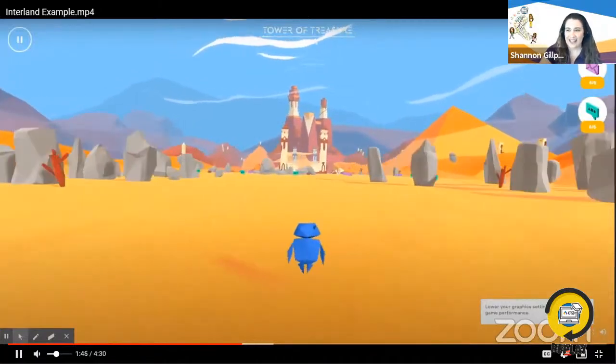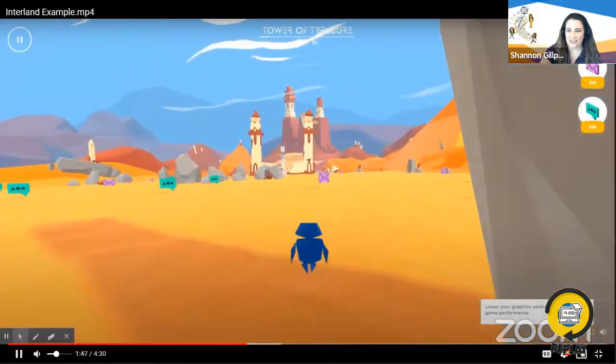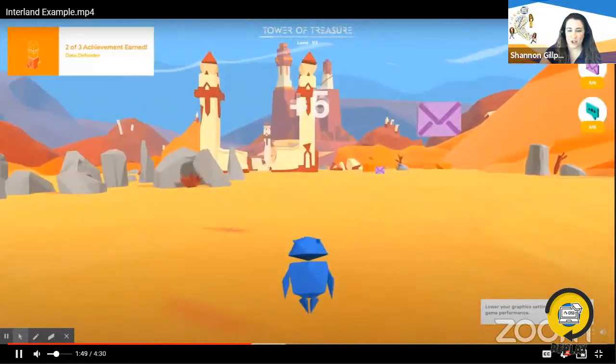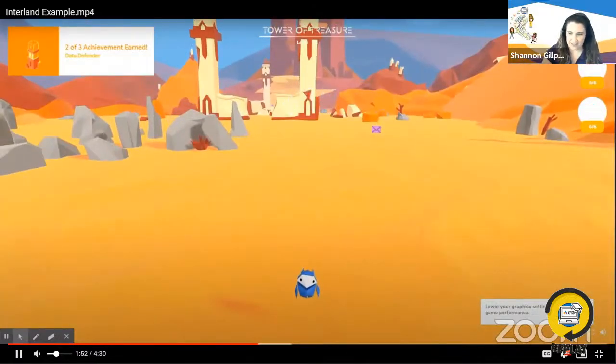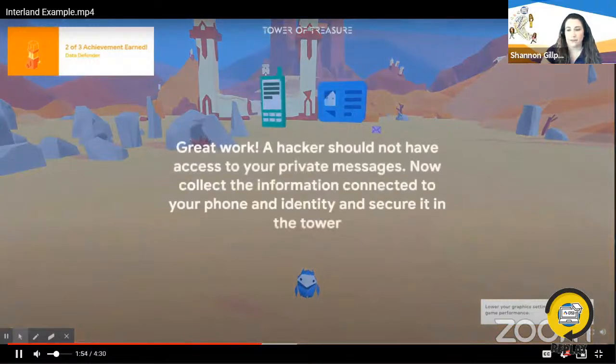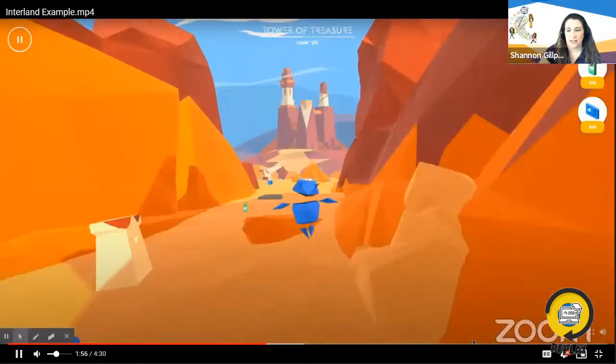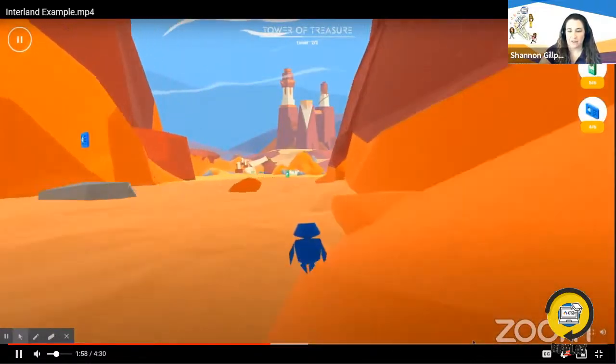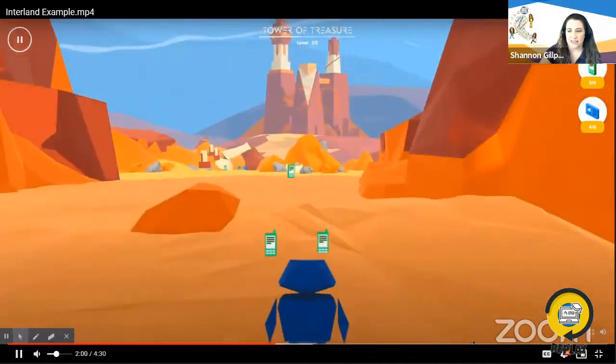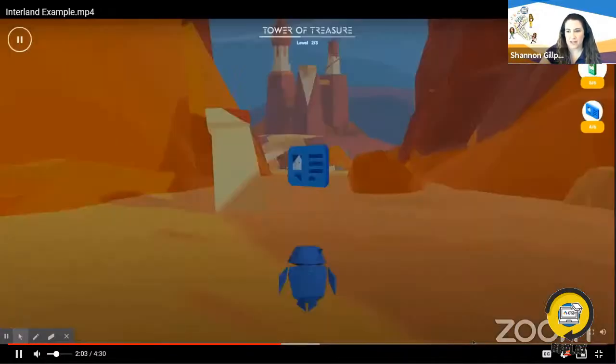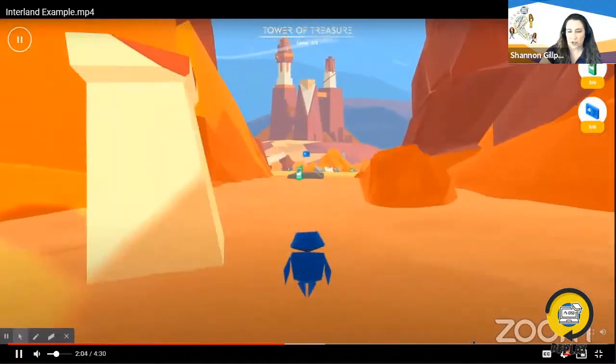So, as you travel through here, try to collect as many as you can. You don't need to collect them all, that's what I discovered. Great work. A hacker should not have access. All right, so now I'm collecting my private information and my phone, and I did it again. The hacker crossed my information. So I have to keep going.